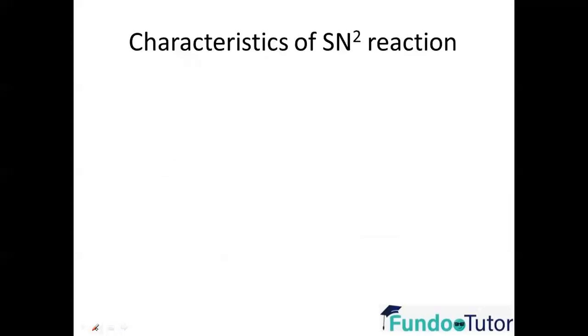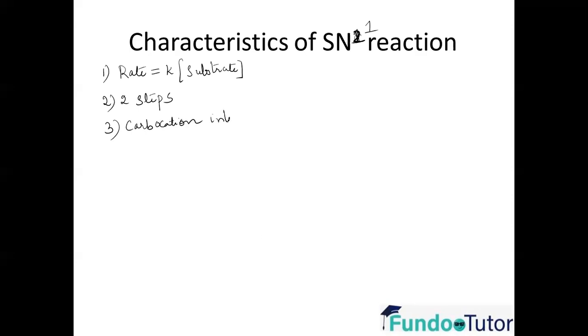Okay, so let's again revise the characteristics of this SN1 reaction. The first one is the rate of the reaction is dependent only on the concentration of what? The substrate. That means the alkyl halide, not on the attacking nucleophile. The second one is it is proceeding through two steps, not in one step. And the third one is that a carbocation intermediate is being formed here.